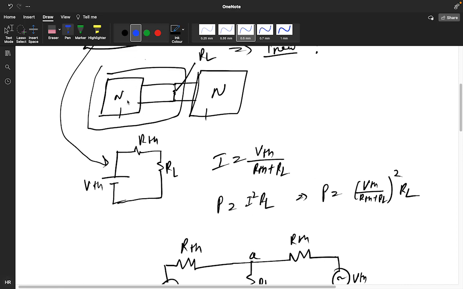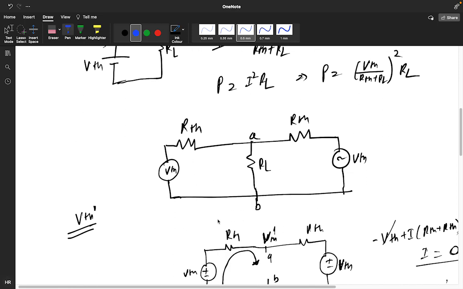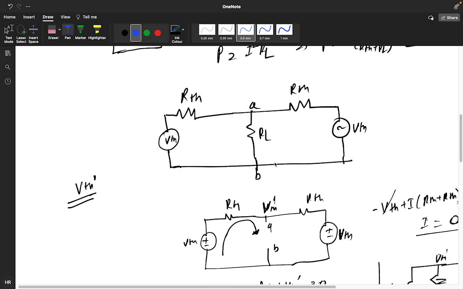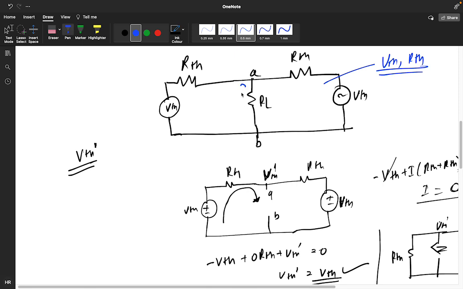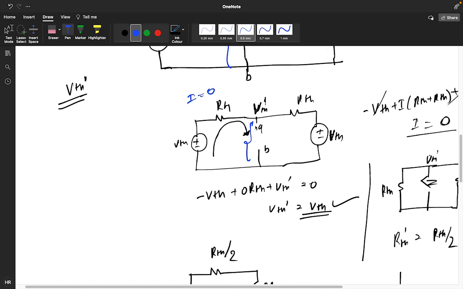Now if you substitute both, you will get the network like this. Now we need to find the new VTH and RTH. By solving, this is the VTH only, this is the VTH only. So we get to know that overall current will be 0, and we need to find the voltage across this. That's why we opened it. So now I am getting the I value as 0, so I got the value of VTH dash, this new voltage is the same. Now you need to find the RTH value of this circuit.